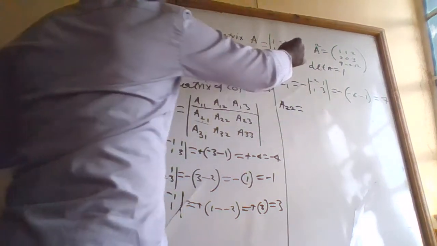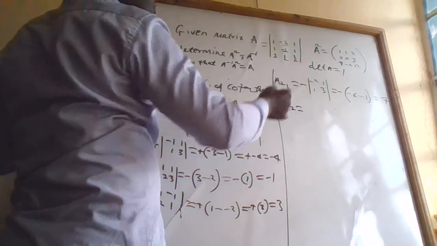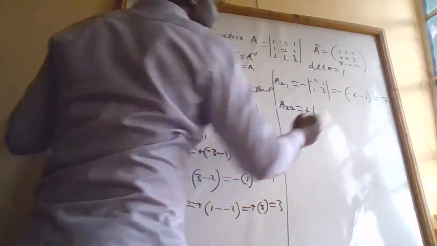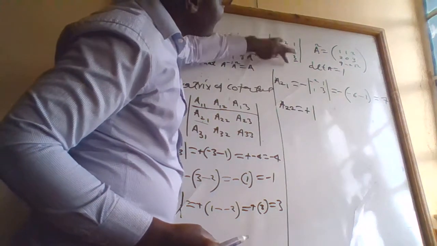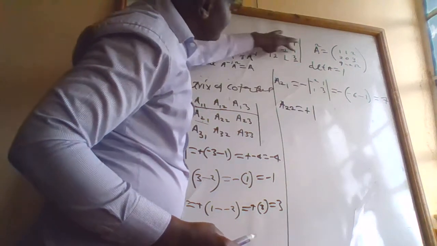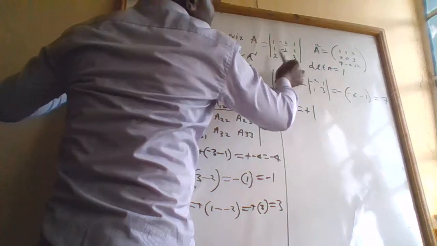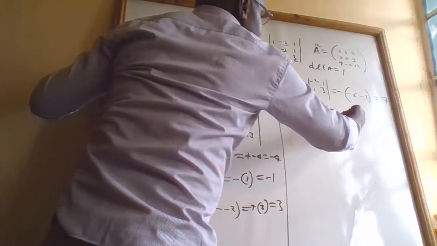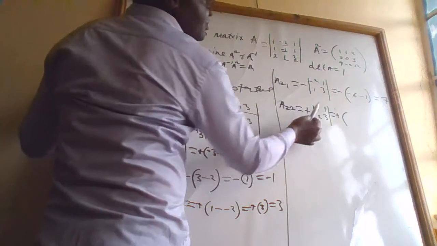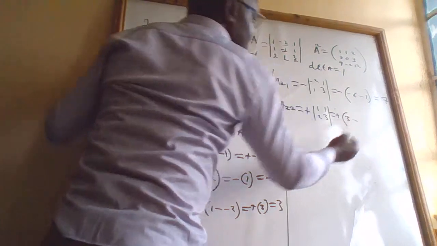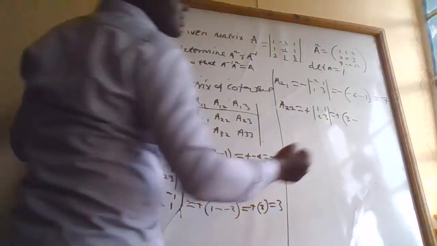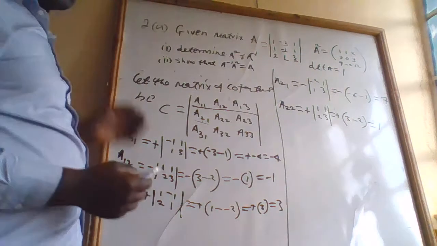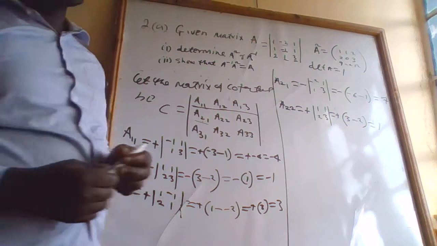A22, we have this element. The place sign of this element: positive, negative, positive, it will be positive. Then the minor of this element, you remove this column and this row. So we have 1, 1, 2, 3. So it equals 3 times 1, which is 3, minus 2 times 1, which is 2. So this equals 1. So that element equals 1.